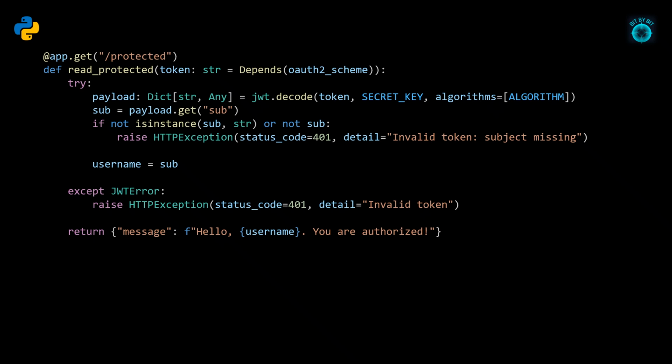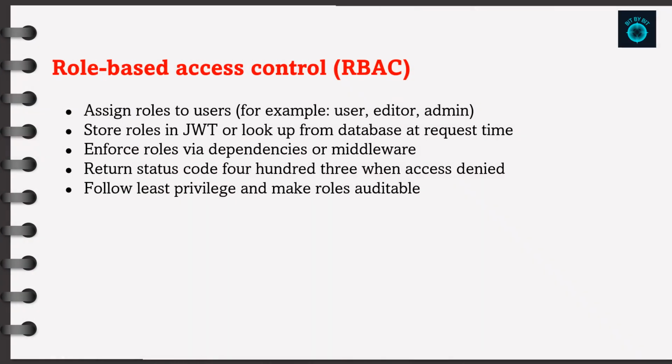role-based access control. Role-based access control, or RBAC, assigns roles to users, such as user, editor, or admin. A role is a named permission set that defines what actions a user can perform. Roles can be embedded inside a JSON web token when the token is created, or they can be looked up from the database on each request.